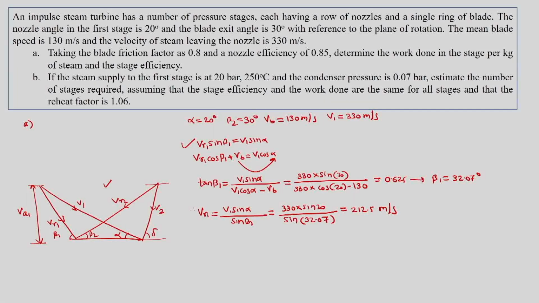meters per second. So VR2 is equal to VR1 into friction factor, which is 0.8. So we have VR2 is equal to 170.25 meters per second. So we have got all this.